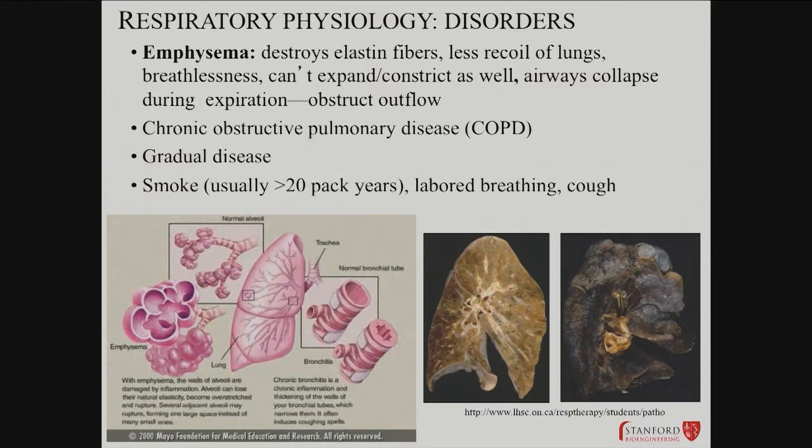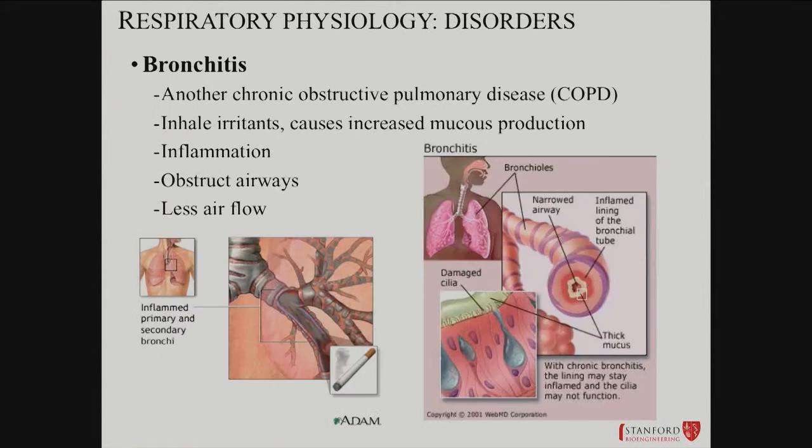Talk about emphysema. As I mentioned, this is the destruction of the elastin fibers, less recoil of the lungs. They can't really expand. It looks like an obstructive pattern. You also can get that with chronic obstructive pulmonary disease or COPD. This is a gradual buildup of impaired diffusion, increased mucus and inflammation, and destruction of the lung, often associated with smoking. Shows up with labored breathing.